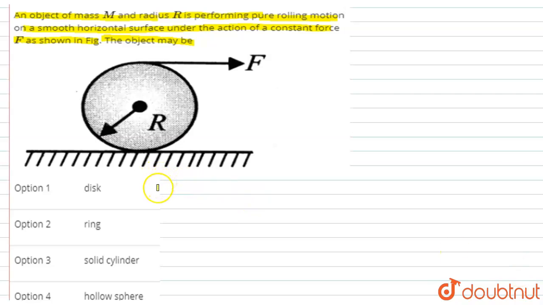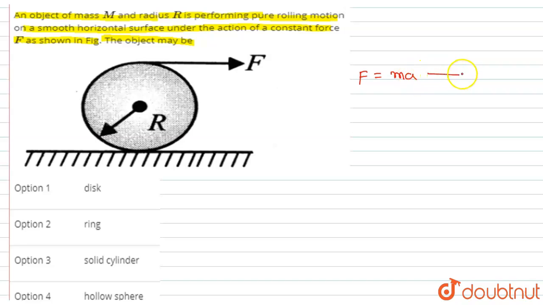Clear? So how can we identify this? First of all, we have to find the moment of inertia. From the moment of inertia, we can identify whether the object is a disc, ring, solid cylinder, or hollow sphere. So how can we find this? Force is given, and force is equal to mass into acceleration.